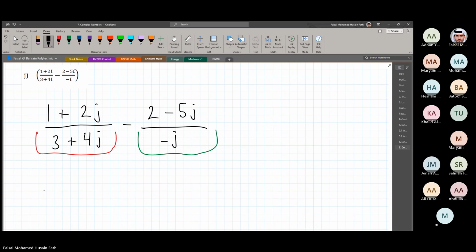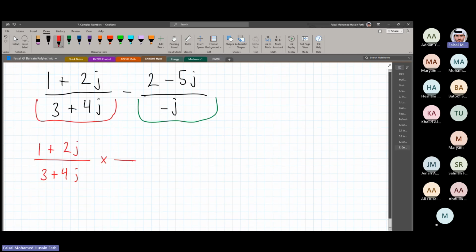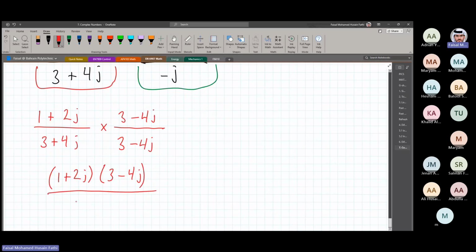So 1 plus 2j over 3 plus 4j times, what is the complex conjugate of the bottom number? It's just 3 minus 4j. The sign of the imaginary number is going to change, and you have to multiply the top as well. So this is going to give us 1 plus 2j times 3 minus 4j, over 3 squared plus 4 squared.